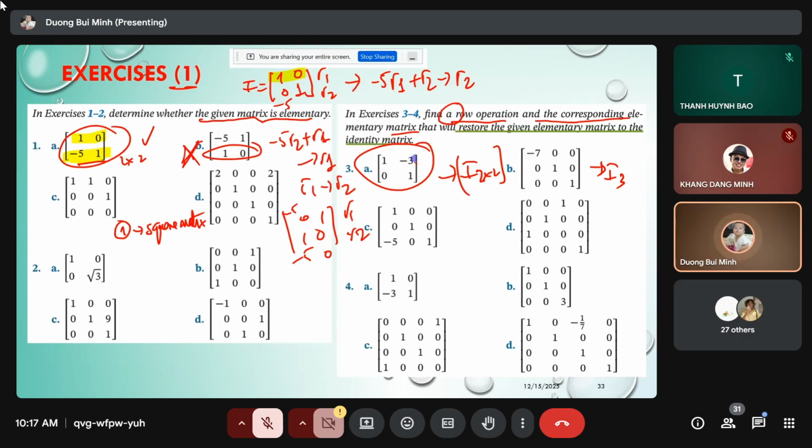Very easy, we need to make this one 0. So what do we apply? We just multiply R2 by 3 and add it to R1, replacing R1. You can get 0. And we apply the same step to the identity matrix, and you can get A inverse. Okay, easy.